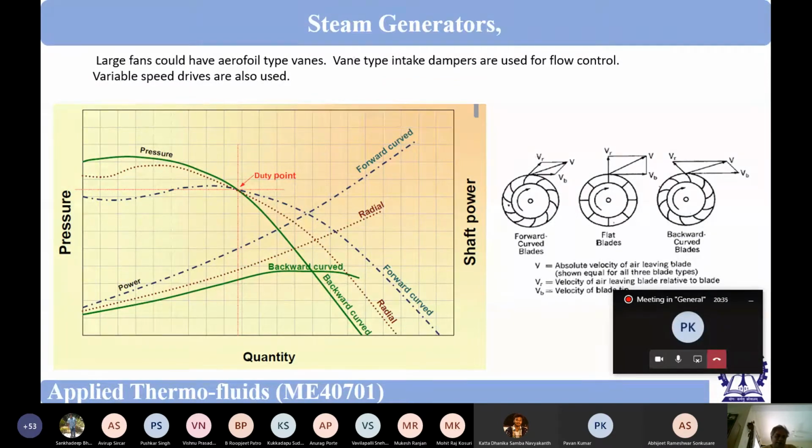Let me tell you, in this particular diagram, generally there are 3 sets of curves for a particular machine. Here we can see only 2 curves. You see this green curve, there are 2 curves. So one is your pressure and flow rate curve, another is your power and flow rate curve, and another should be your efficiency and flow rate curve.